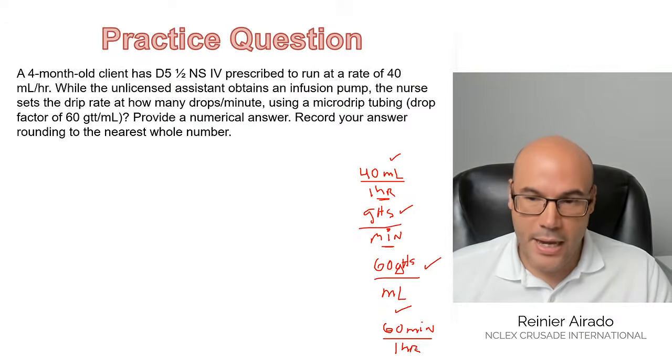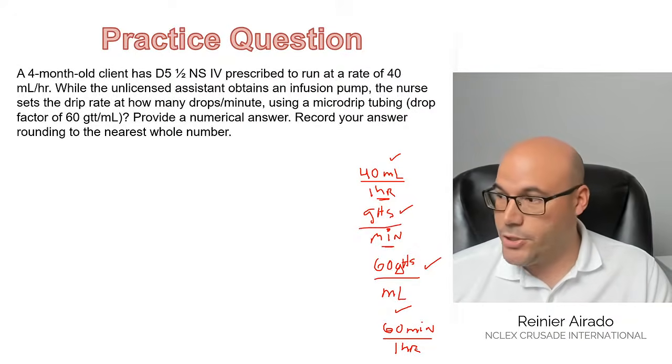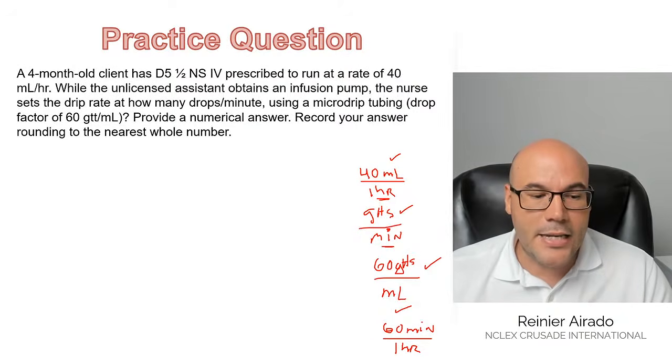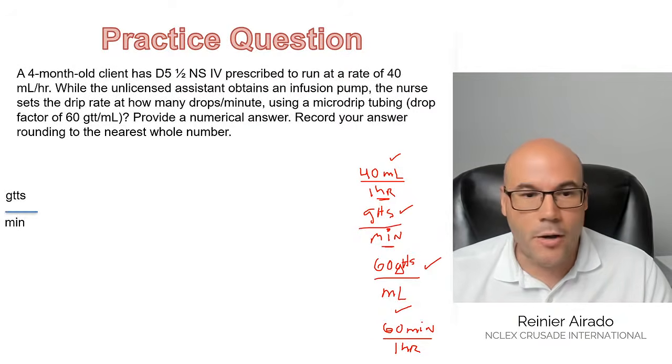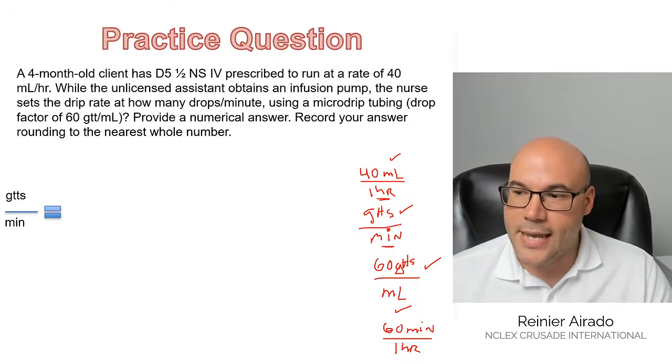How will I begin to solve the problem? Remember the question. And what is the question? How many drops per minute? So that is my question. How many drops per minute equals, now I have to follow the same steps.